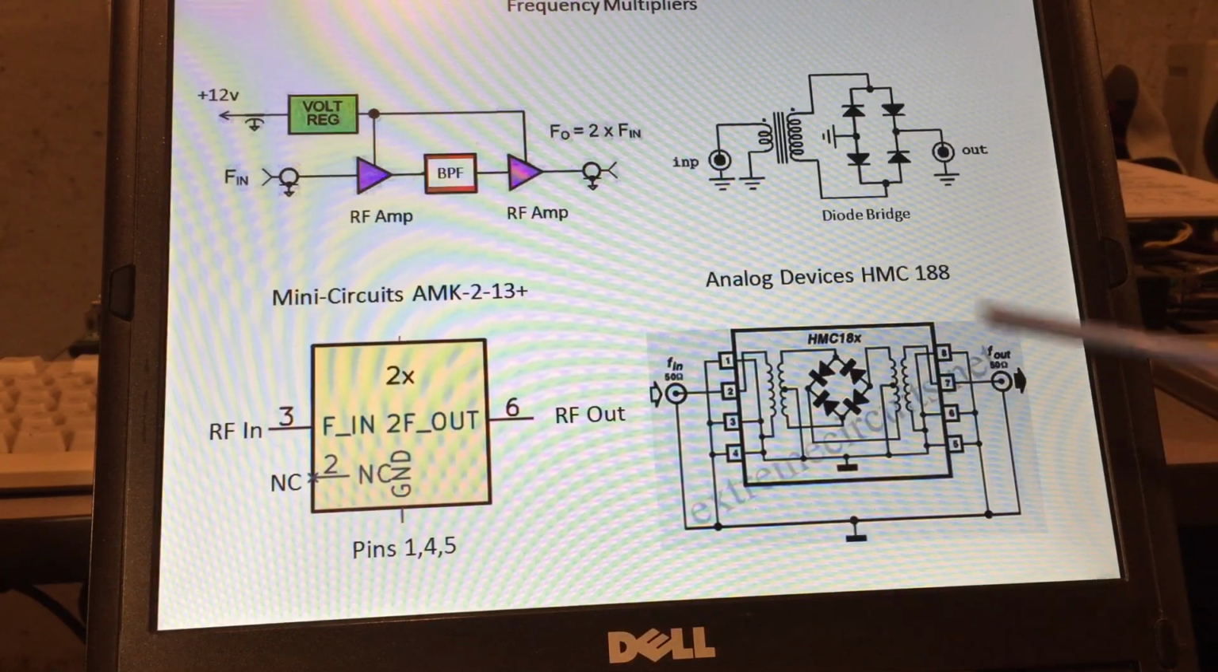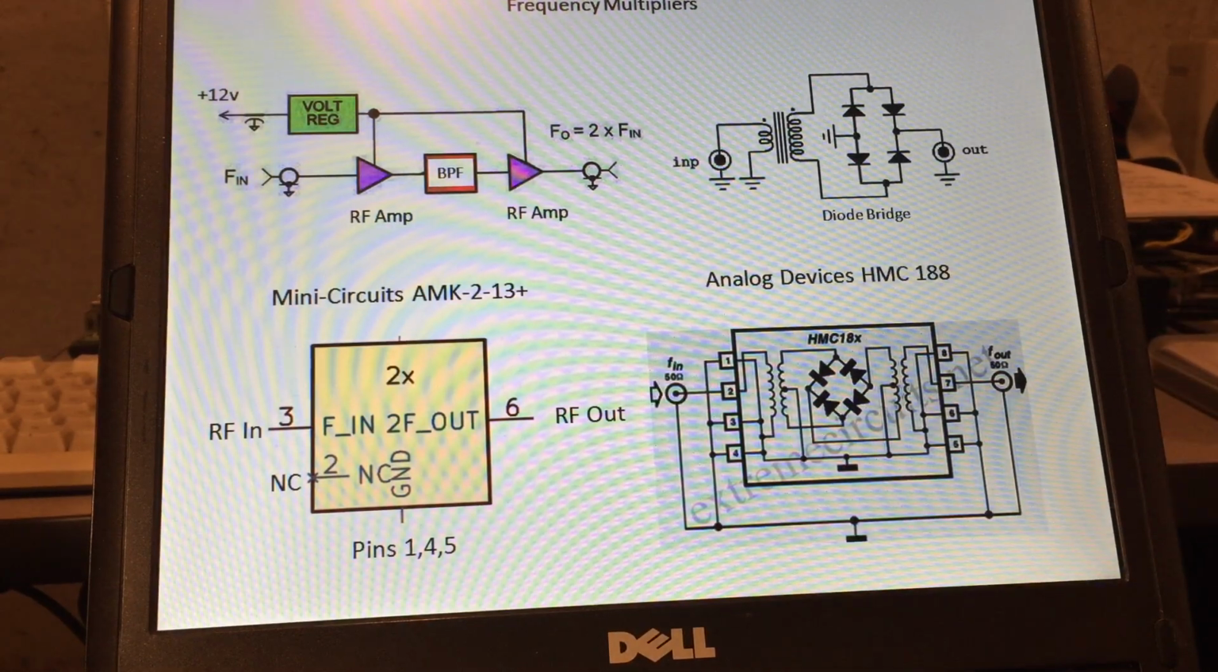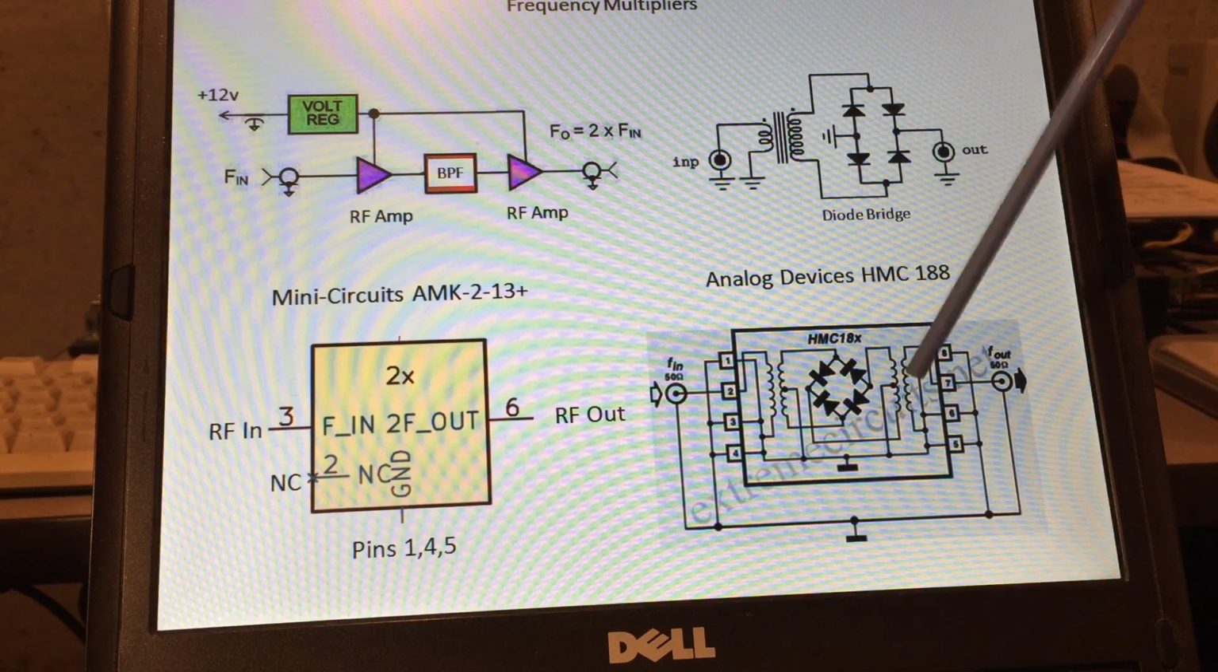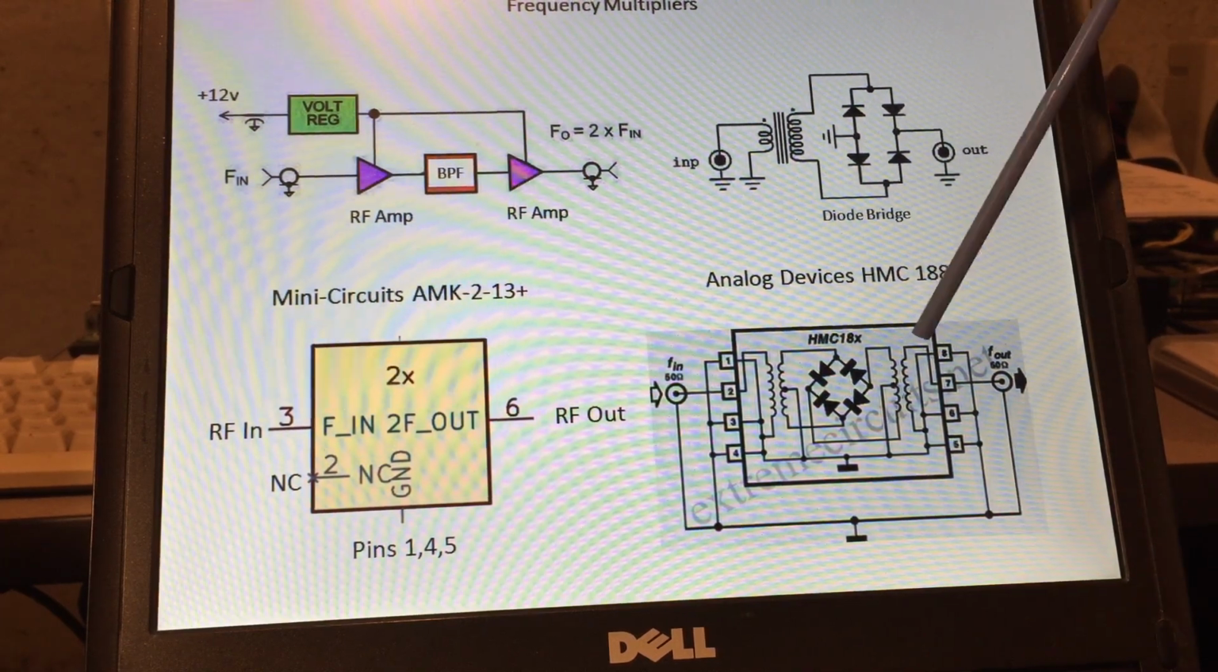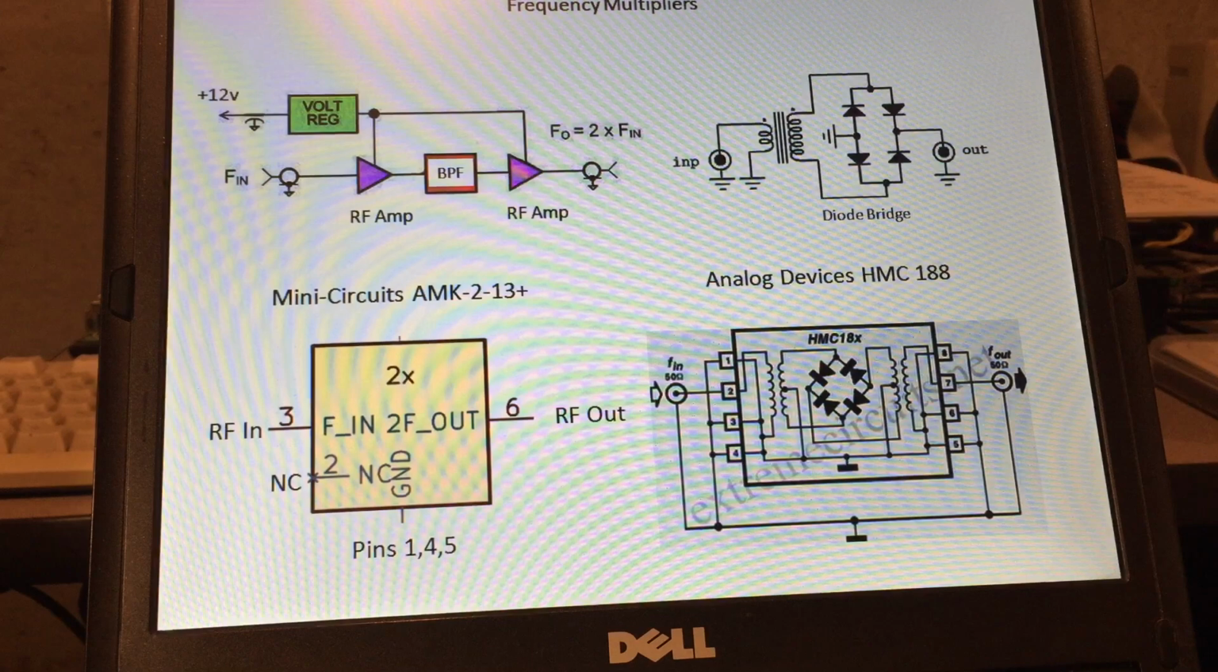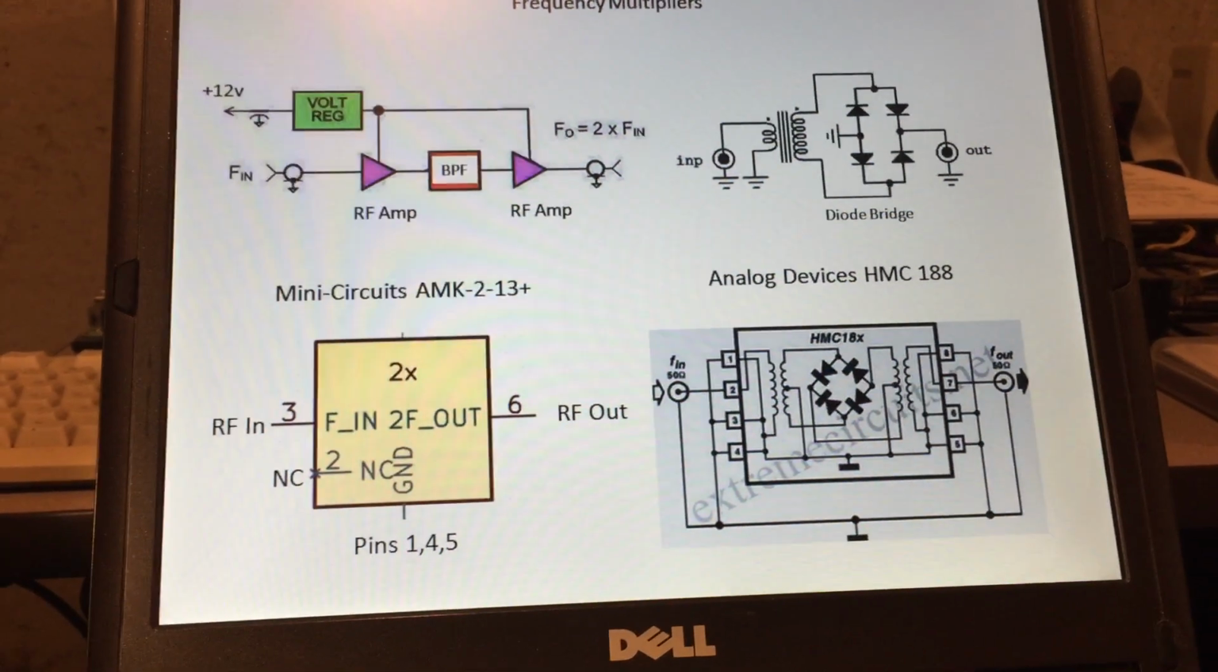So now, next one we're going to demonstrate is this circuit here, which I built on a breadboard. And again, internally, these are identical. I thought it would be interesting to build and test this circuit. So let me set that up, and we'll demonstrate that as well.